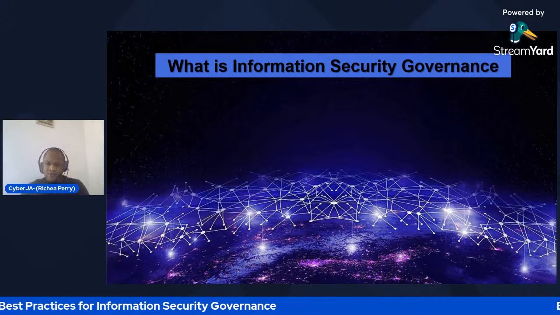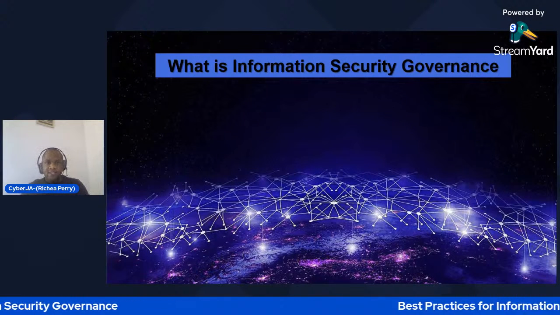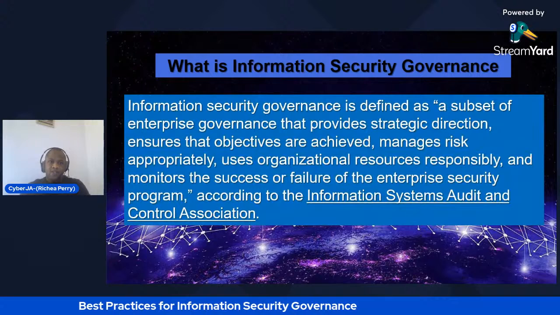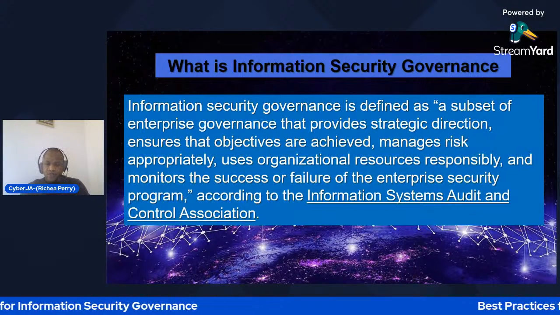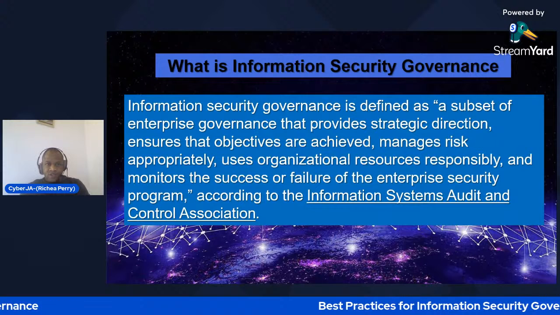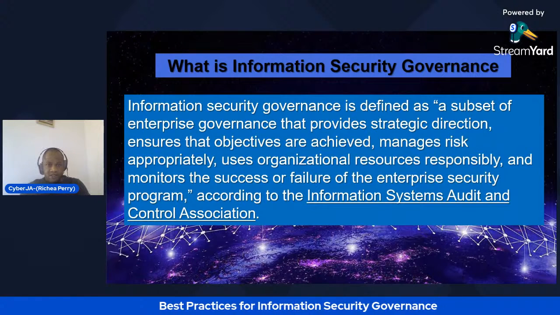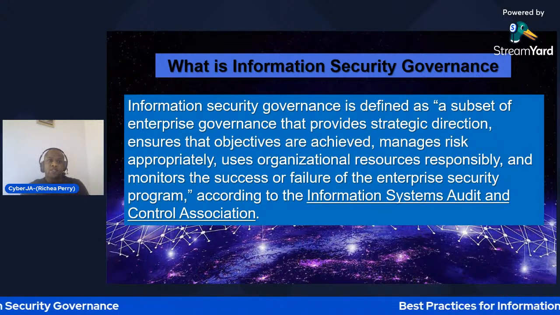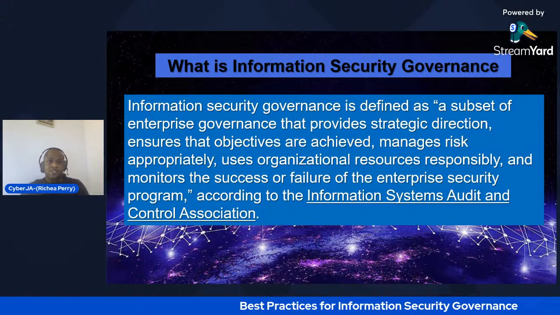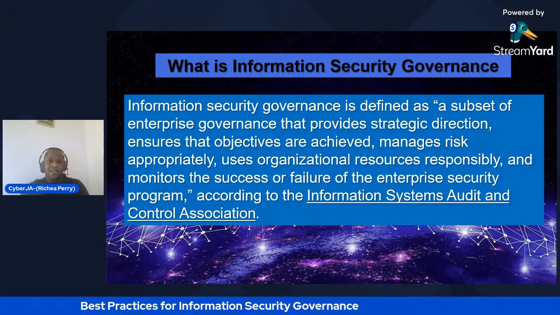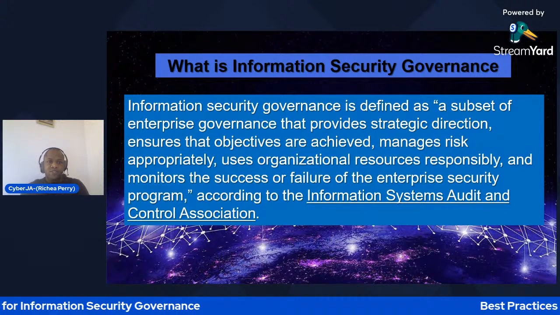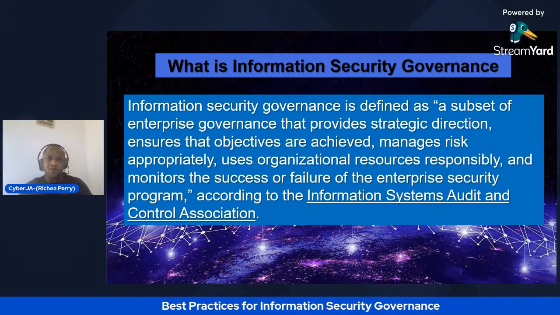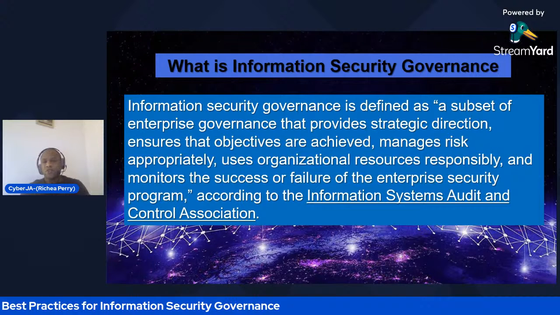And before we actually get into information security governance, let's first have an understanding of what information security governance is all about. Now, according to Information Systems Audit and Control Association, they defined information security governance as a subset of enterprise governance that provides strategic direction, ensures that objectives are achieved, manages risk appropriately, uses organizational resources responsibly, and monitors the success or failure of the enterprise security program. So that is how they define information security governance.